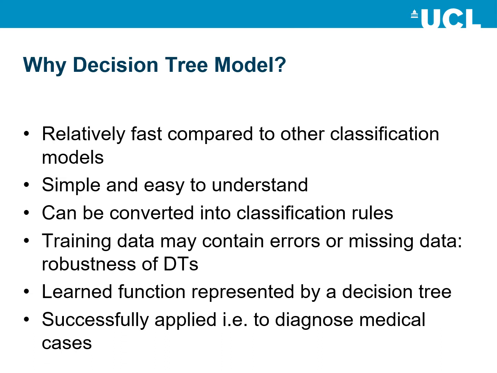It can be converted into classification rules. Training data could possibly contain errors or missing data, but decision trees are robust against that and can deal with errors or missing data. A learned function can be represented by a decision tree. It's successfully applicable to different medical cases, for example, for diagnosis, for therapy, for prevention, and for rehab.